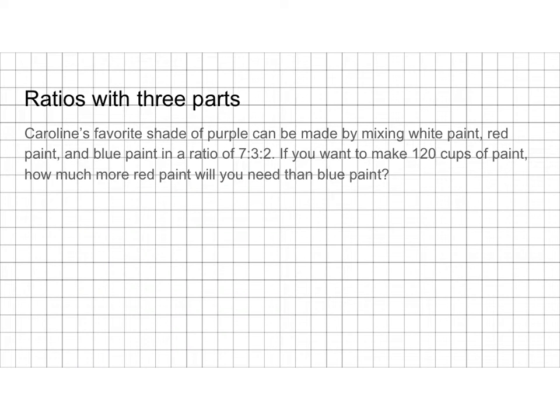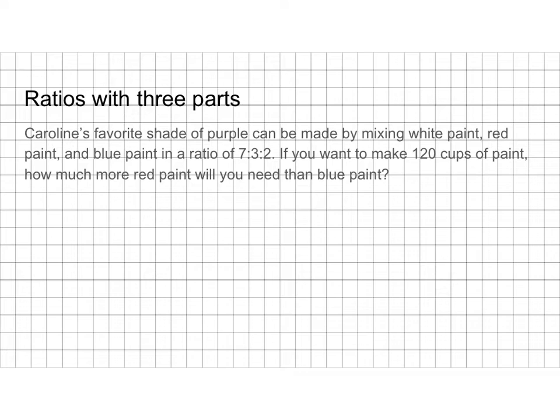All right, so the first type of problem that can be solved with a tape diagram is ratios that have three parts. So we did one of those in our warm-up yesterday. Let's look at another example. This time we're going to use our tape diagram. So my daughter Caroline, her favorite shade of purple, more of a violet maybe, can be made by mixing white paint, red paint, and blue paint with a ratio of 7 to 3 to 2. If you want to make 120 cups of paint because she must have a purple room, how much more red paint will you need than blue paint?